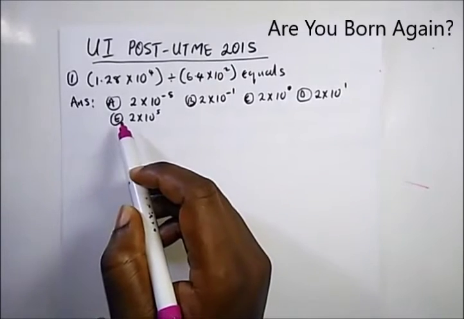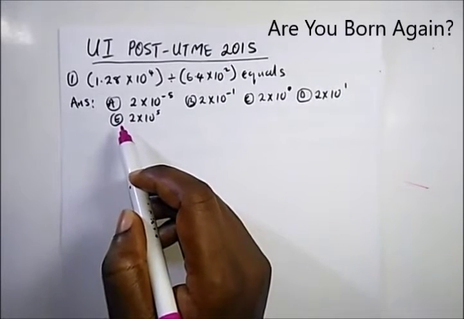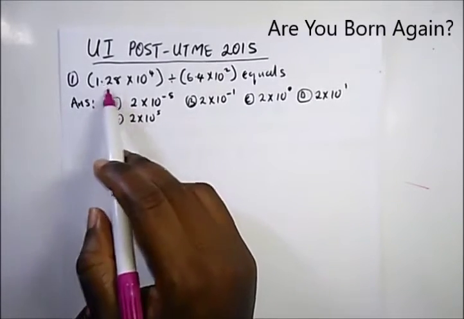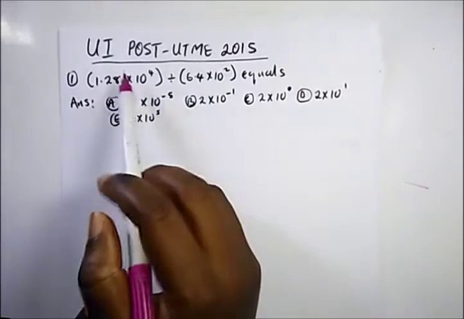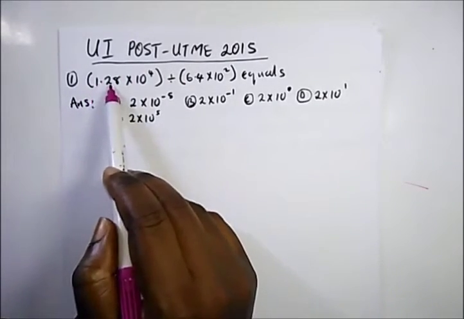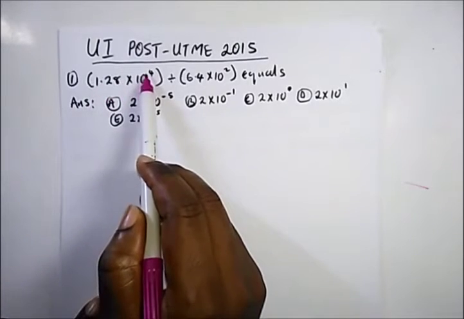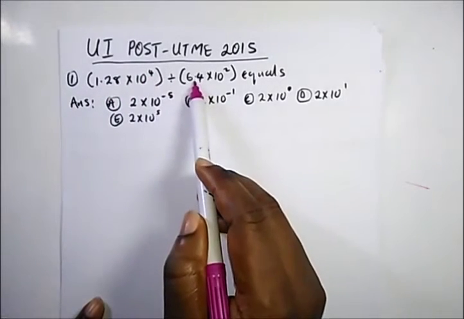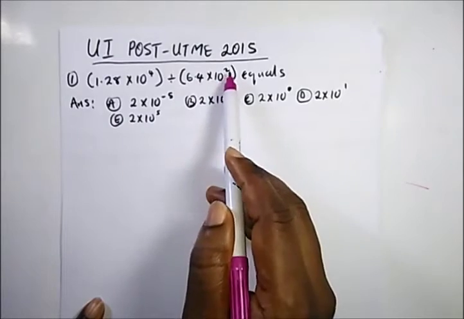So we have this question, the first question of the post-UTME 2015, which says: if 1.28 times 10 raised to the power 4 is divided by 6.4 times 10 raised to the power 2.